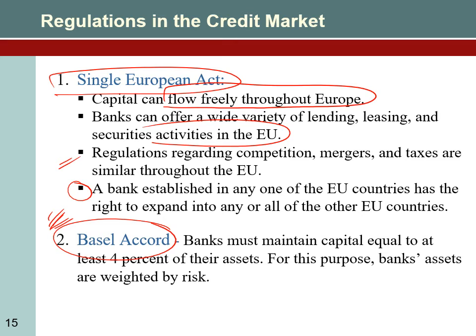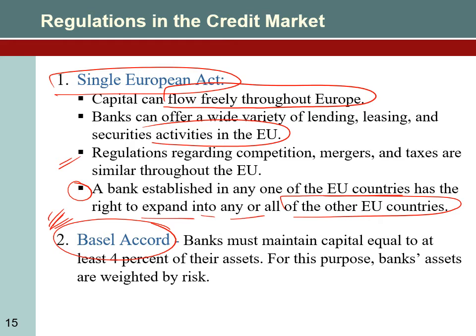The fourth point of the Single European Act was that a bank established in any one of the European Union countries has the right to expand into any or all other countries. Capital is moving freely, so capital providers and institutions can also establish anywhere in the European Union, and they can satisfy local needs for saving or lending to businesses.